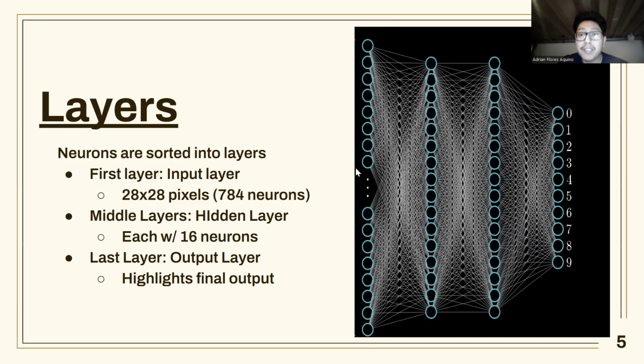So in reality, the network wouldn't be this small. It would be much larger since it is almost 800 neurons, and we don't really want to draw each individual circle for it, but that's pretty much what the first layer would be.